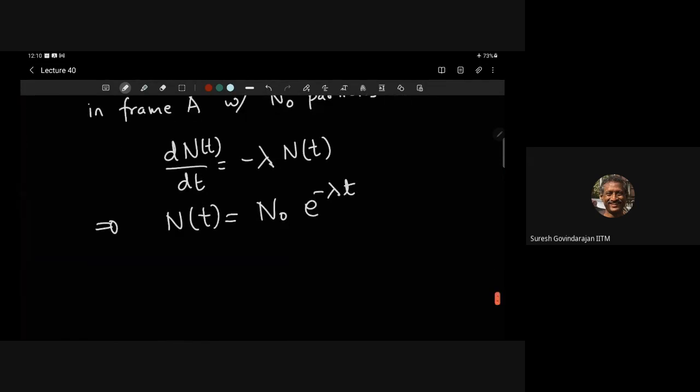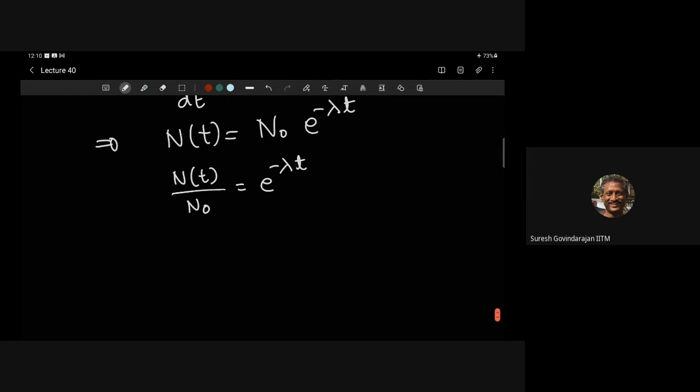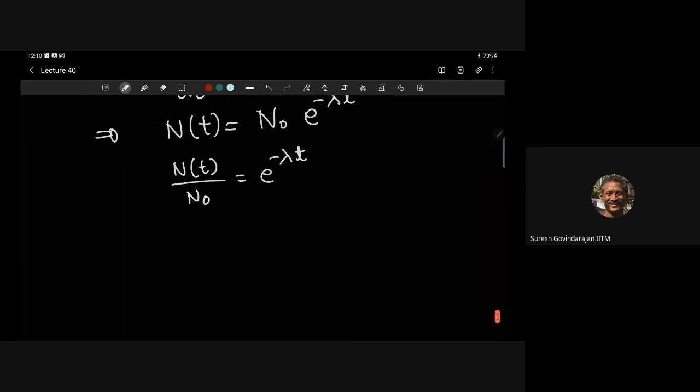Okay, so what this says is that N(t) by N naught is e to the power minus lambda t. Lambda is a property of the sample. This is a system we're going to study. In frame A, the radioactive sample is at rest.